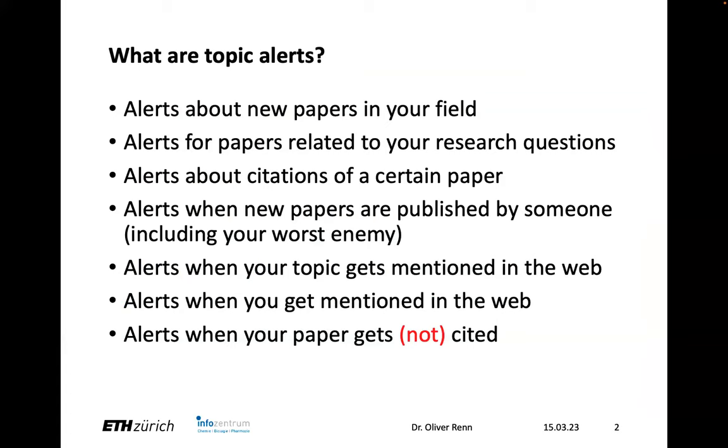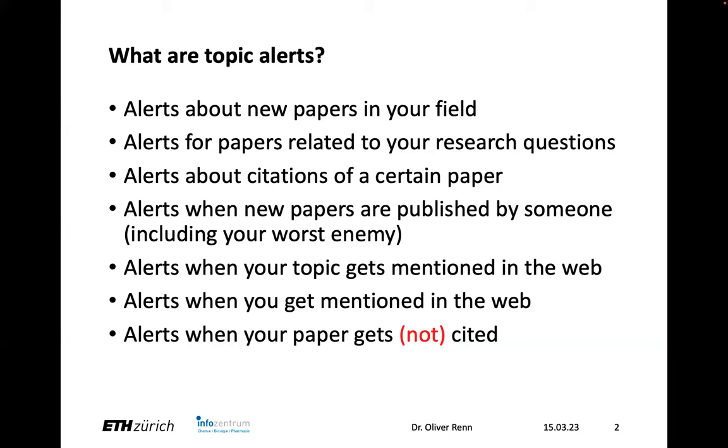So what are topic alerts? Topic alerts are alerts you receive when a new paper in your field has been published, or if a paper related to your research questions has been published, or if there's a citation of a certain paper which is probably very important to you is getting cited, so competitors are working on it, or when new papers are published by someone, that could include also your worst enemy. Alerts when your topic gets mentioned in the web, or alerts when you get mentioned in the web.